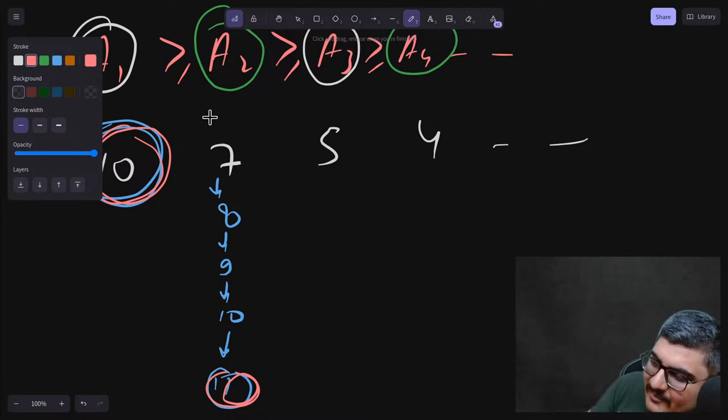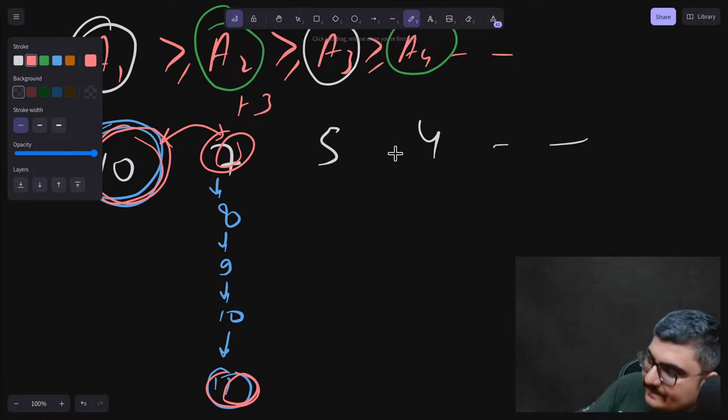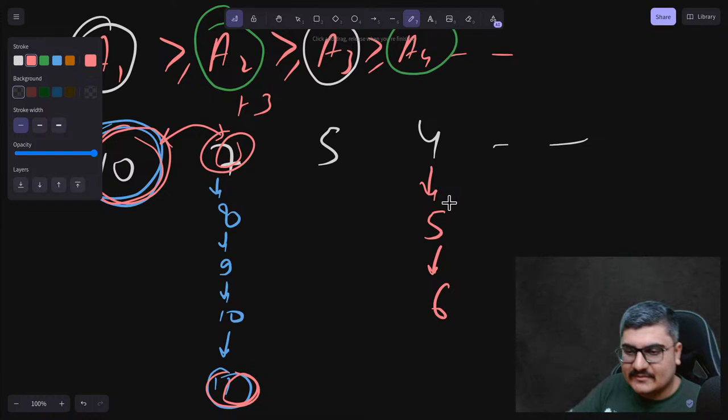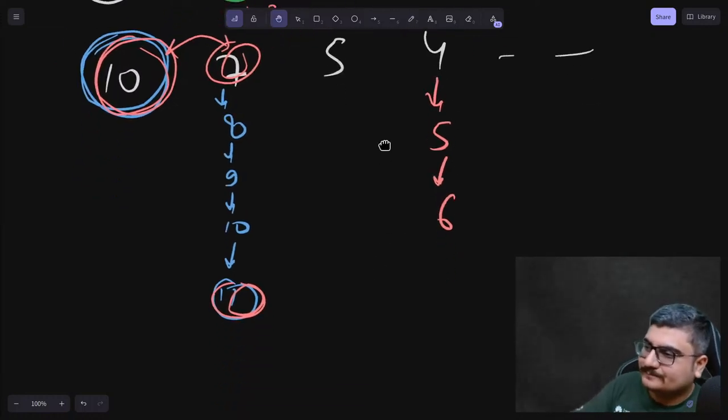So the maximum Bob can increase at this point, so that Alice never picks it up, would be plus 3 here. Similarly, if Bob changes this 4 to 5, Alice will still pick this 5. But if Bob changes this 5 to 6, Alice will pick this 6 and Bob will still get 5. And this is the main idea over here.